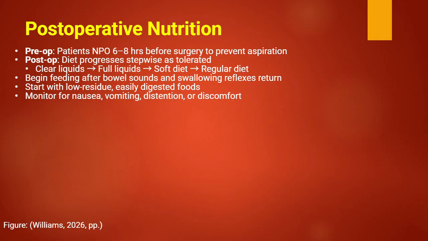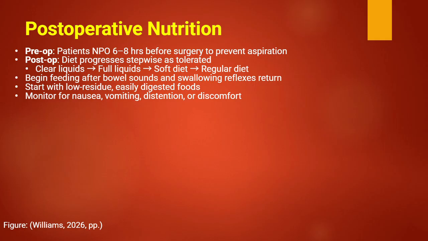If tolerated, the patient may advance to a full liquid diet, which provides more nutrients and variety but is still gentle on the stomach. From there, they may move to a soft diet before returning to a general or regular diet, depending on their condition and tolerance. Nurses must carefully monitor tolerance to diet progression.